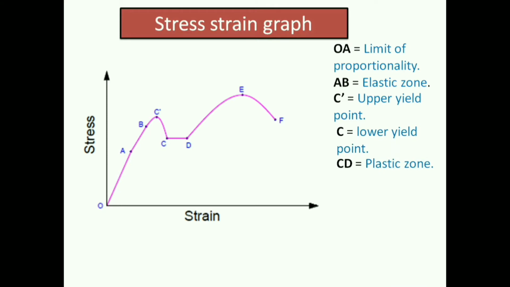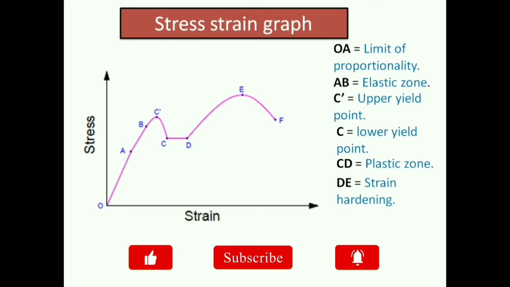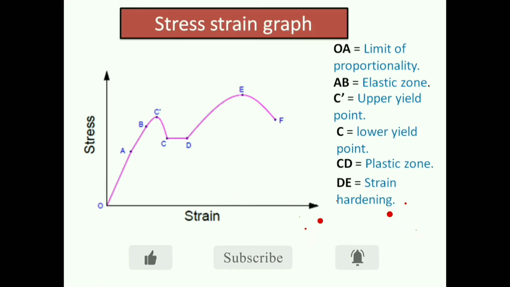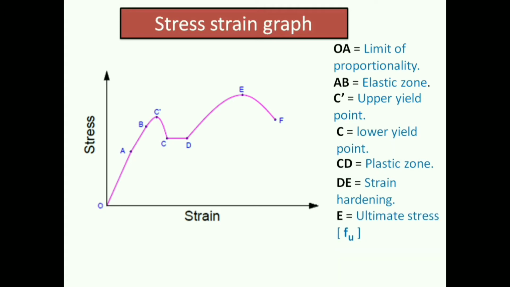It means without any increase of the stress, the strain is increased. The next region is called strain hardening, that is the DE region. What is strain hardening? Strain hardening means it resists deformation and needs more load to deform. So in this zone, with the increase of stress, the strain also increases up to the highest point E. Here the point E is taken as ultimate stress and it is denoted as Fu. So while designing the steel structure, we take the ultimate stress, that is Fu.